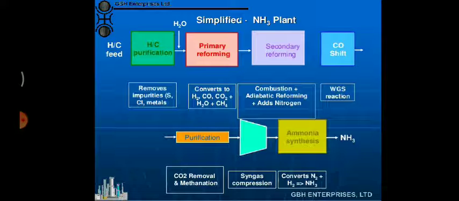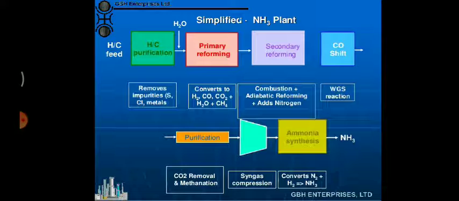Simplified NH3 plant. So basically, it starts in the form of hydrocarbon feed. So the hydrocarbon purification, then they go into primary reforming, H2 is added, and then secondary reforming, and CO shifting, then purification and ammonia synthesis. Okay, so what exactly is the process here?